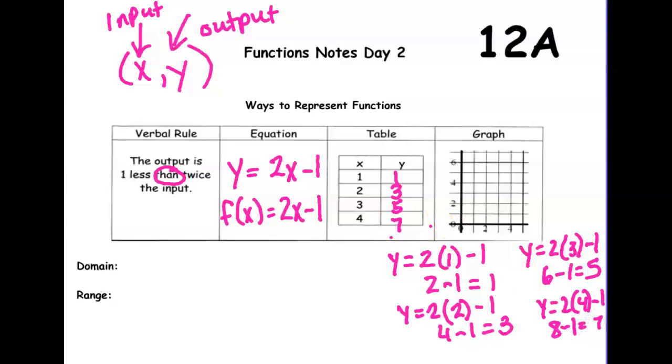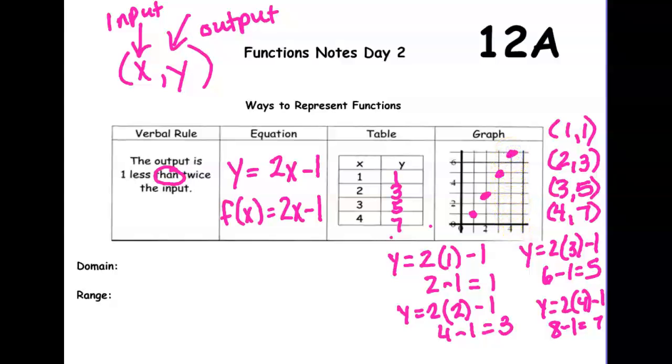Now, these x and y's will then create ordered pairs. So 1, 1 would be the first point. When we graphed it, it would look like this point here. Then we'd have a 2, 3 right here. A 3, 5. We'd go 1, 2, 3, 1, 2, 3, 4, 5, and then a 4, 7. So 4, then 1, 2, 3, 4, 5, 6, 7. Okay, so we have the 4 points on the graph.